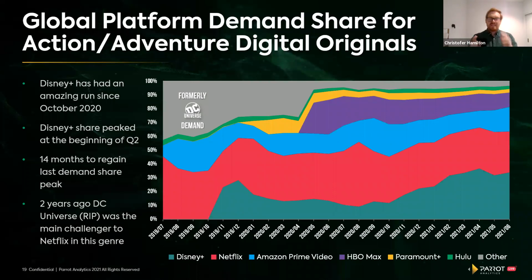And I always like to point this out. So if you look at that gray area, that's demand for action adventure originals coming from other platforms that we haven't broken out here. 2 years ago, the majority of that other demand was coming from DC Universe originals. Now, of course, DC Universe is no longer around. It's been discontinued, but it's so impressive to me thinking back that 2 years ago, DC Universe was the main competitor to Netflix in this space, giving Netflix a run for its money. In some countries, we even see it having the largest share of demand for original action-adventure series 2 years ago. But it's a bit of a ghost of streamers past.